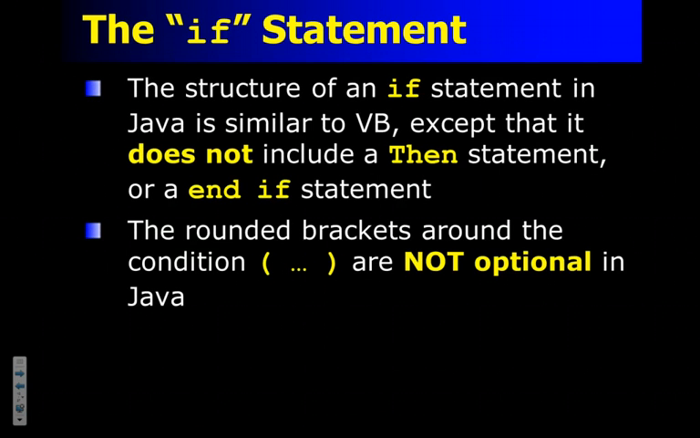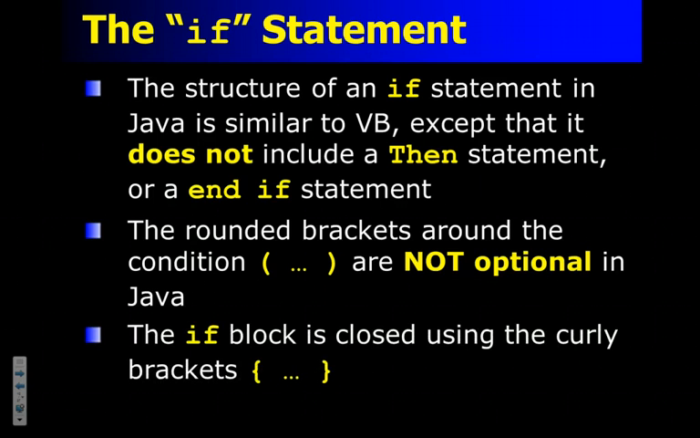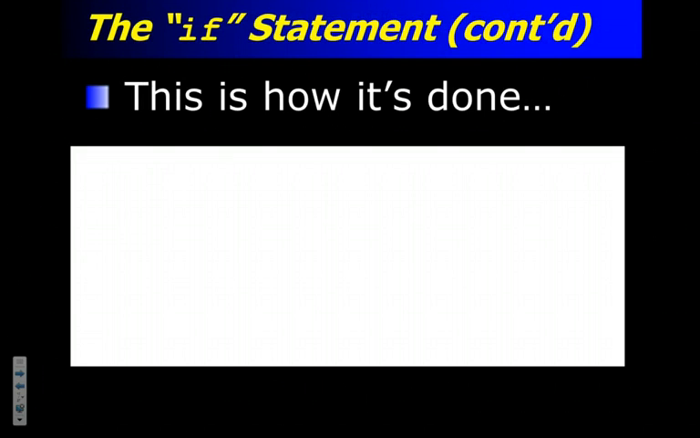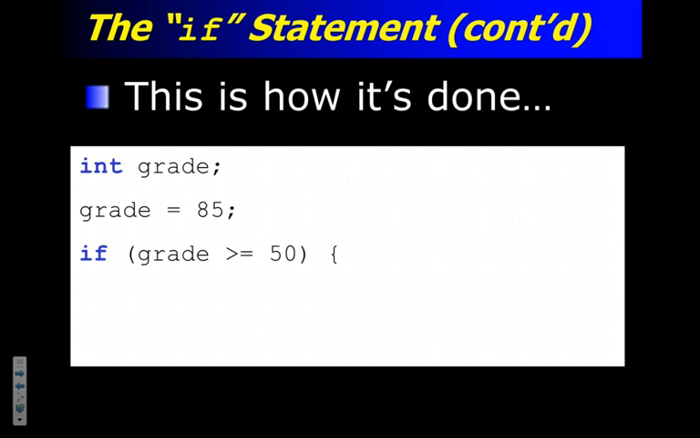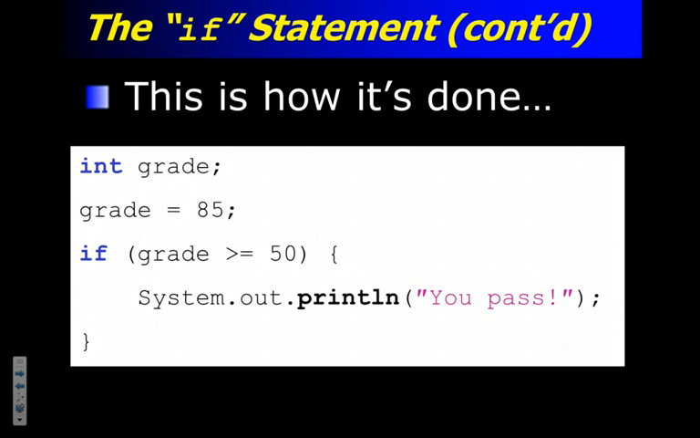It uses round brackets, again, just like C#, and it uses curly brackets, although there's an exception to that. You may recall from last year. We'll get into that in a minute. And it looks basically like this. Grade equals 85. If grade is greater than or equal to 50, print line, you pass, and that's it.